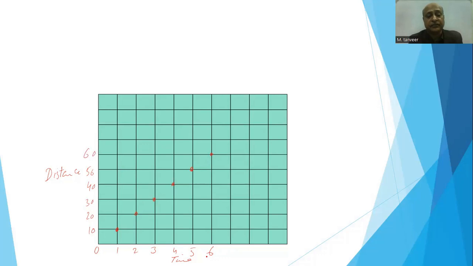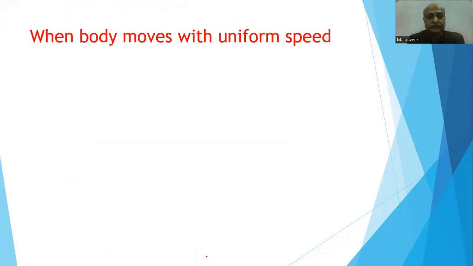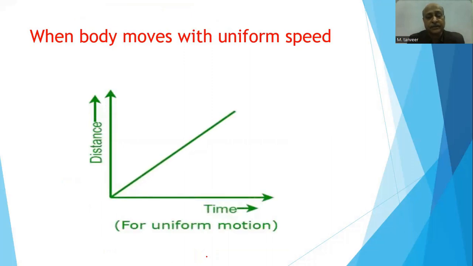And so on. When we join these points, we will get distance and time graph. So these are the points. And when we join these points, this is called distance time graph. So for finding the distance time graph, first of all, you will plot the time along x-axis and distance along y-axis and join these points. The line which you obtain, that line is called distance time graph. This is the distance time graph for uniform motion of the body.